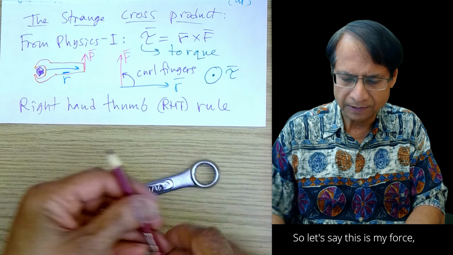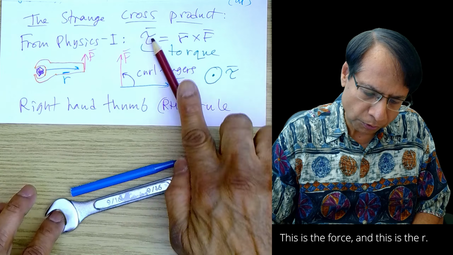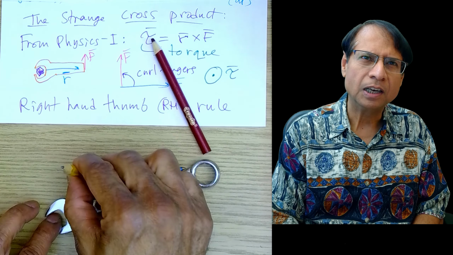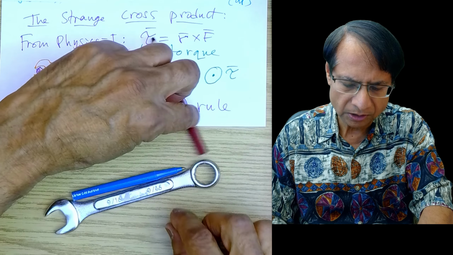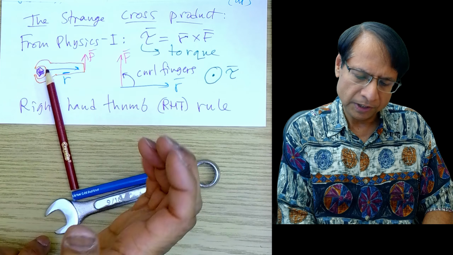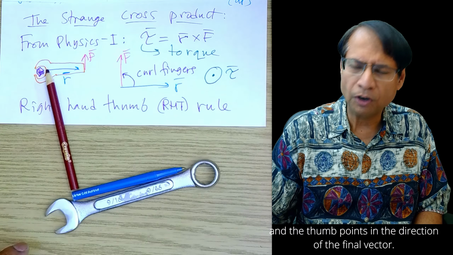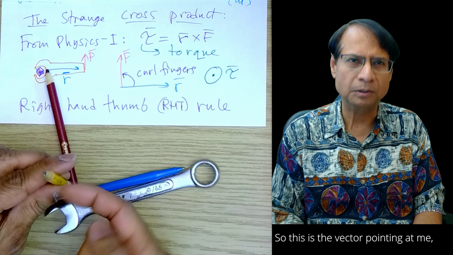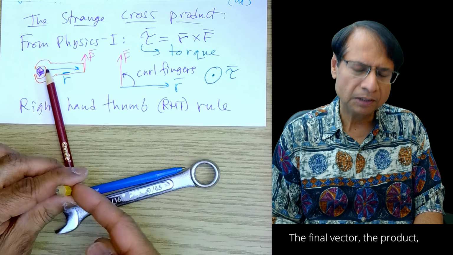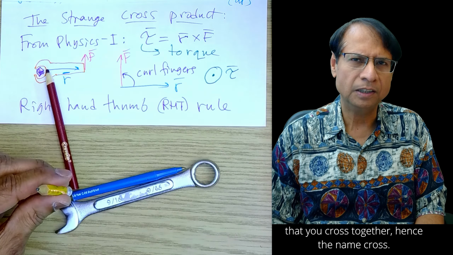So let's say this is my force and this is my vector R. So this is what these vectors look like. R cross F is a vector that's perpendicular to both. How do you get this? You bring the tails of the vectors together as you always do. This is R, this is F. You curl your fingers from R to F, and the thumb points in the direction of the final vector. So this is the vector pointing at me, and that's the torque vector. So here's an example of the cross product. The final vector, the product, is perpendicular to both of the vectors that you cross together, hence the name cross.